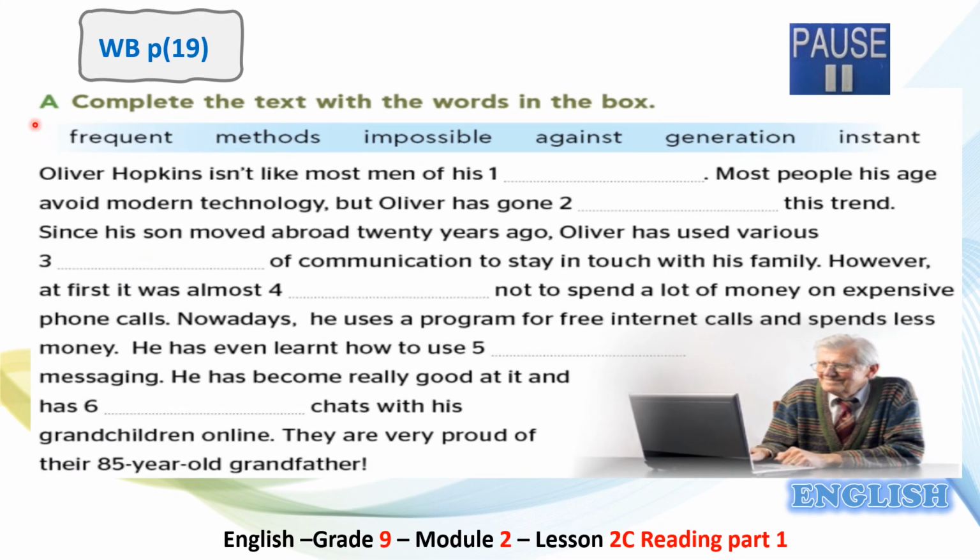And now let's solve exercise A together. Complete the text with the words in the box. We have in the box here frequent, methods, impossible, against, generation, instant. Let's solve the first sentence together. Oliver Hopkins isn't like most men of his, what is the correct word? Of his generation. And now please pause the video and continue solving the rest of the sentences, and then we're going to check them together.